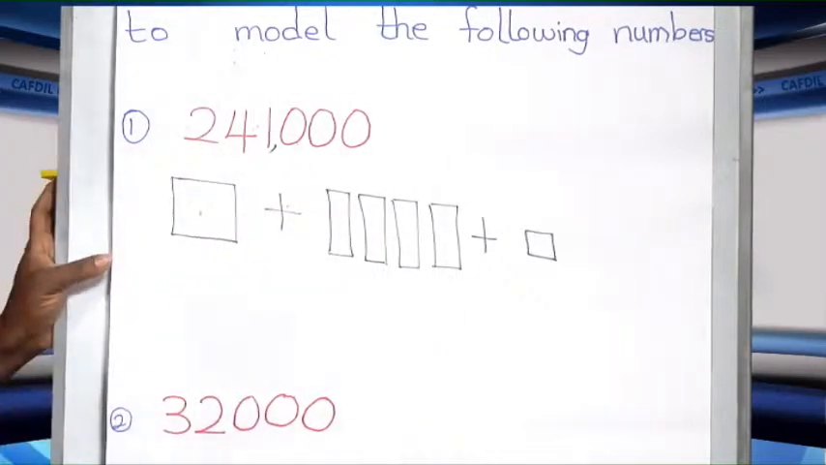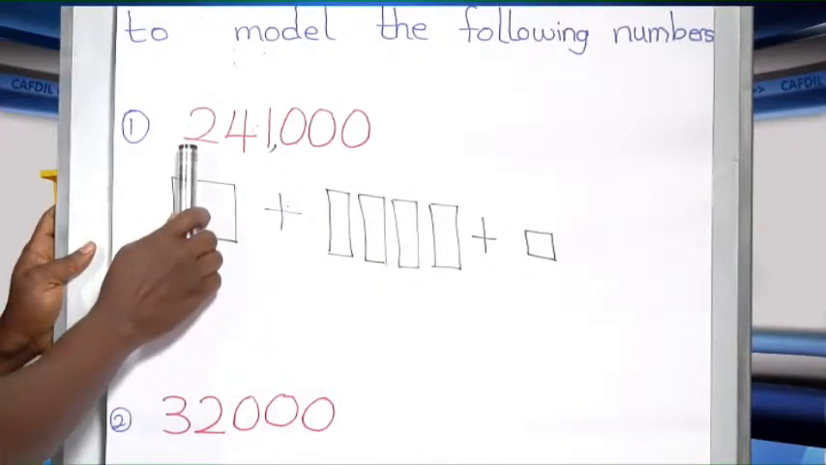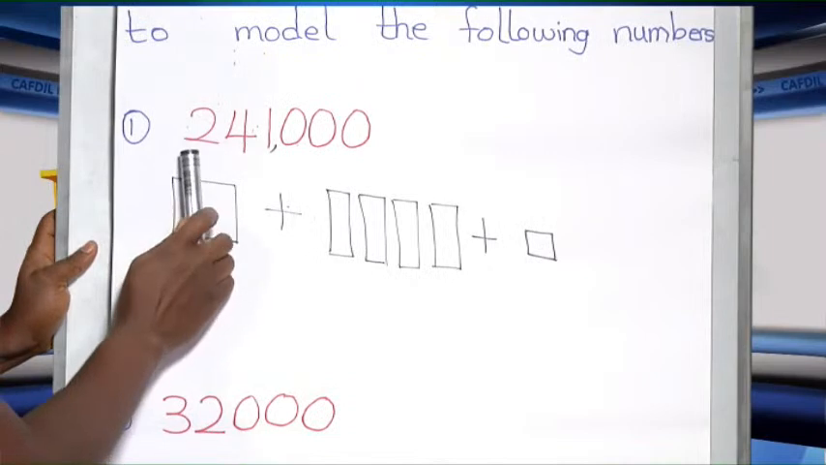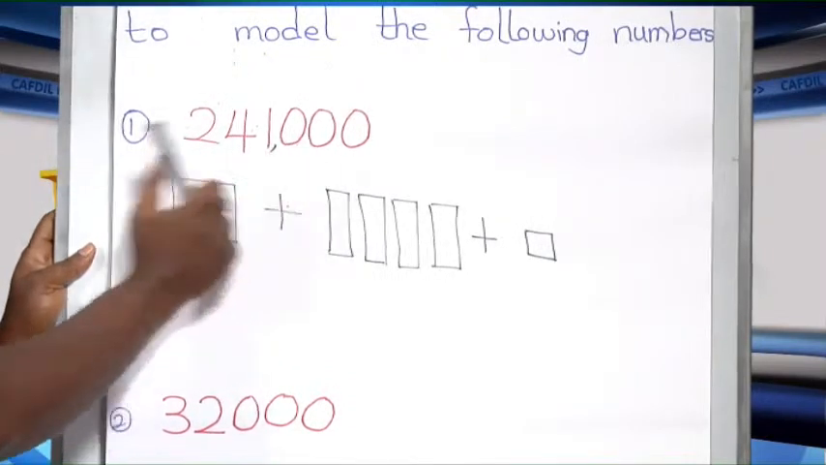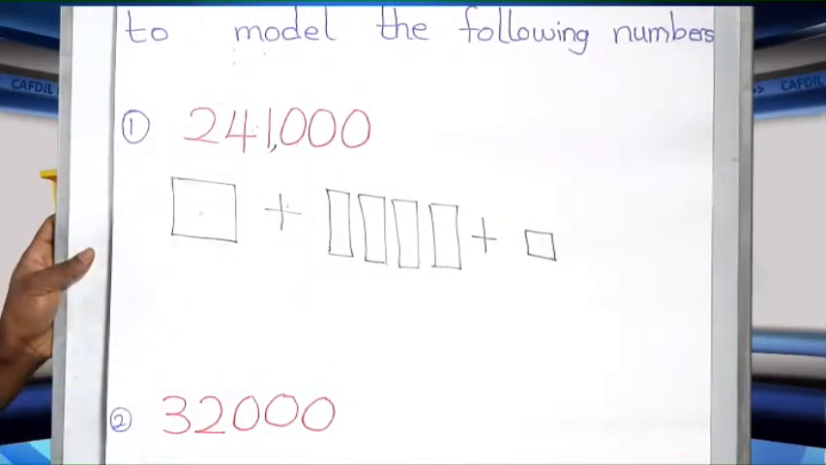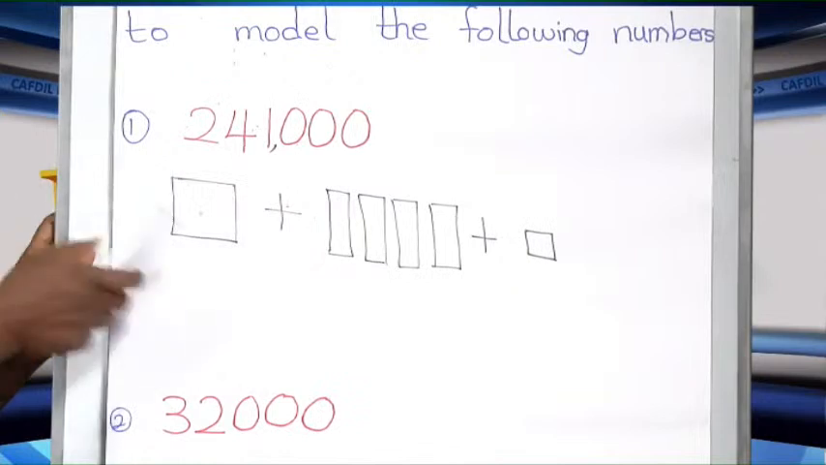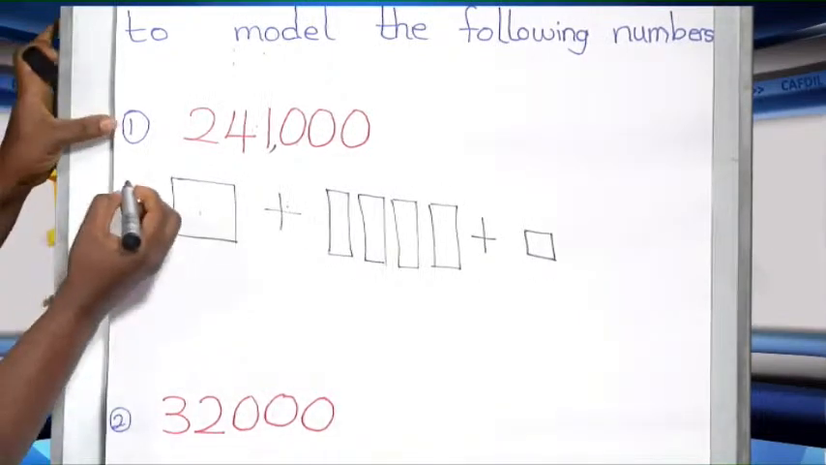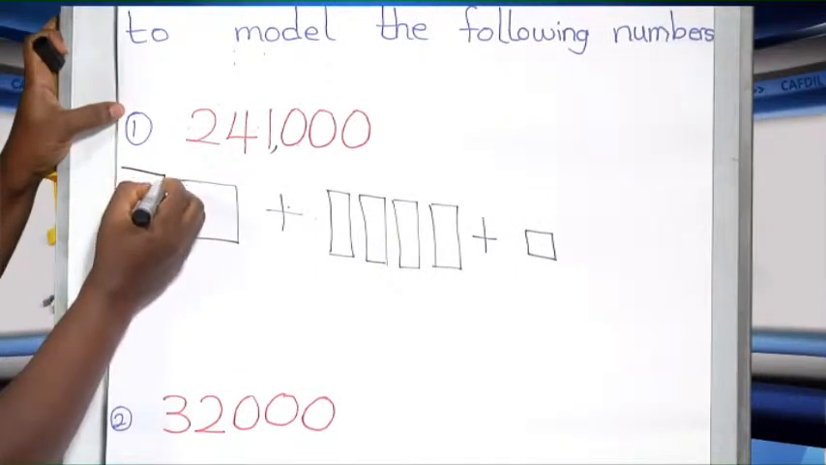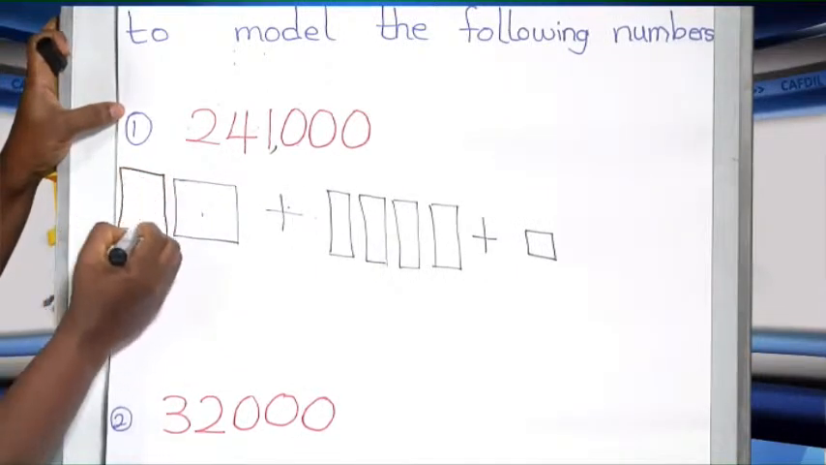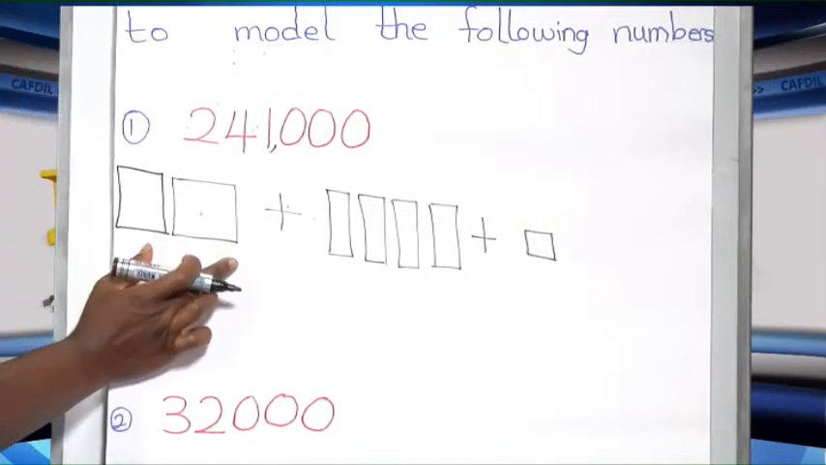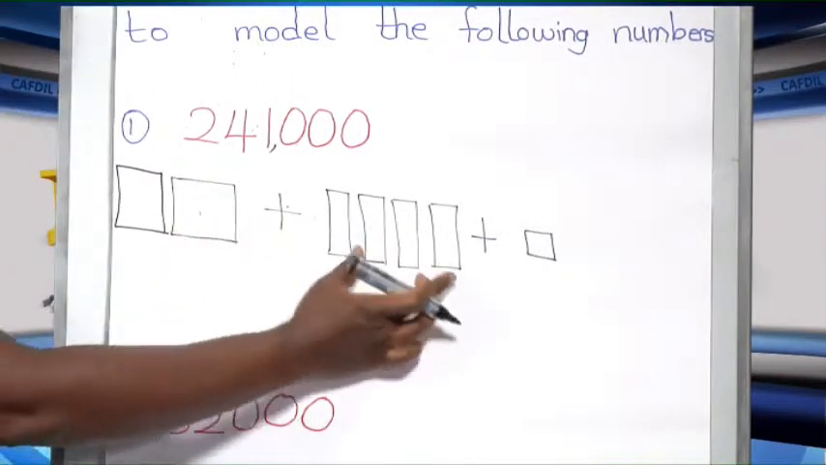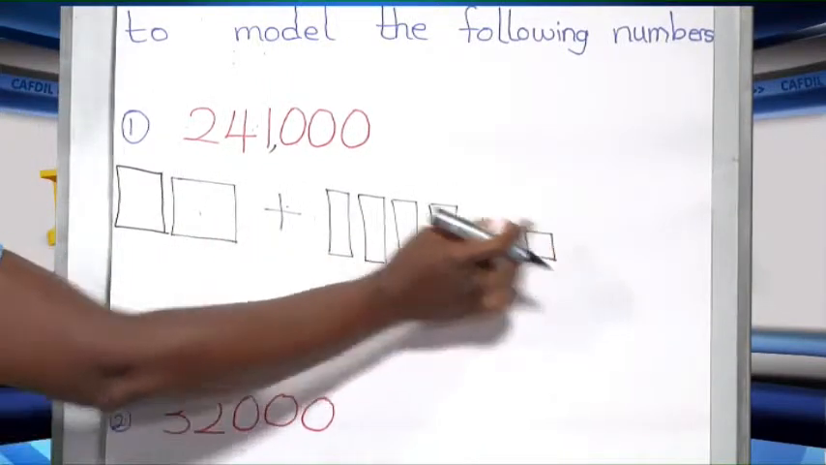So let's go through our work. 241,000. We want to model it. How many flats do we have? It's only 1. So we need to add another 1 to it so that our flats will be 2. So we have 2 of the flats plus 4 of the rods and a unit.